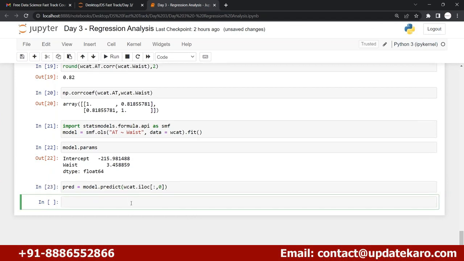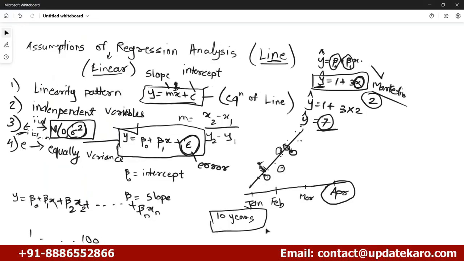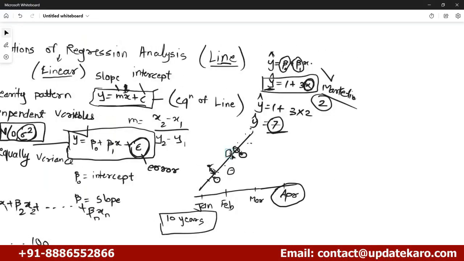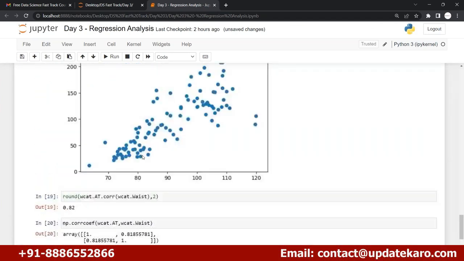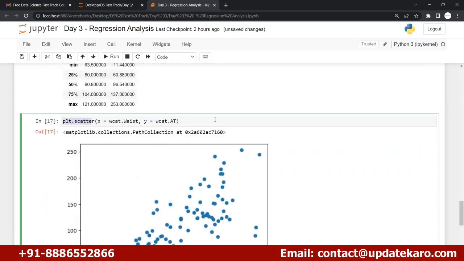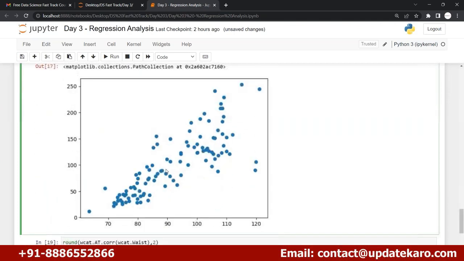Now I can simply build my model, which means I can show you how we got the plot, like I showed you, this particular line and dots and all. That's what I can show you right now. So for that, let me create a scatter plot. I think we just created one over here, so let me just copy the scatter plot from here. It will be very easy.